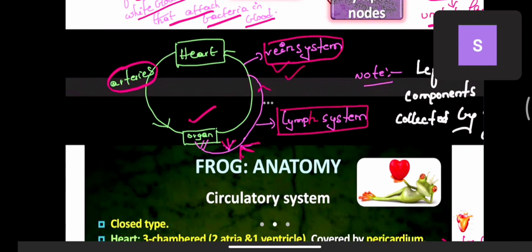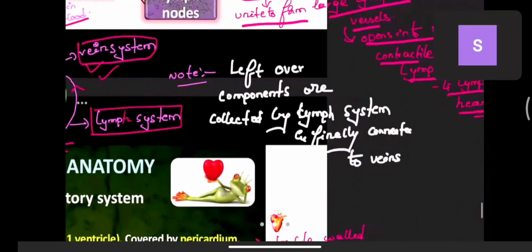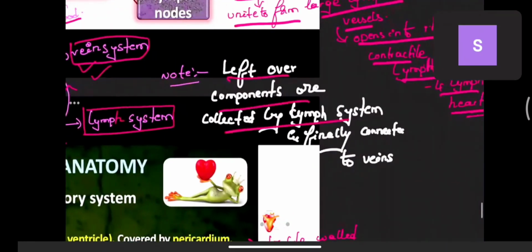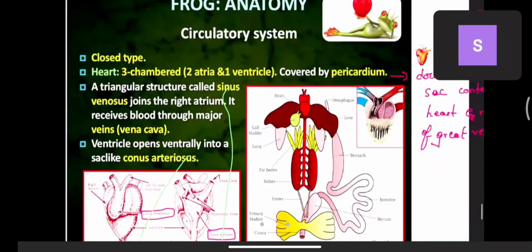So it consists of the blood circulatory system as well as the lymphatic circulatory system. You understand the difference, right? That's it. Clear? So leftover components are collected, and the lymph system is finally connected to veins. That's it. Okay. So then circulatory system, some more properties.